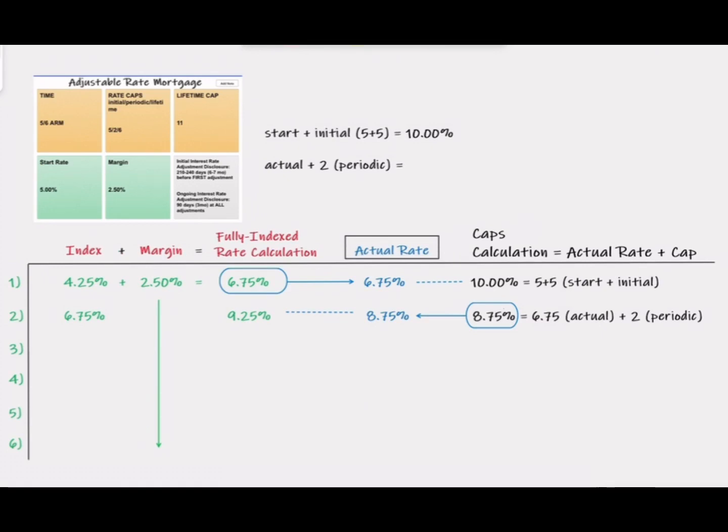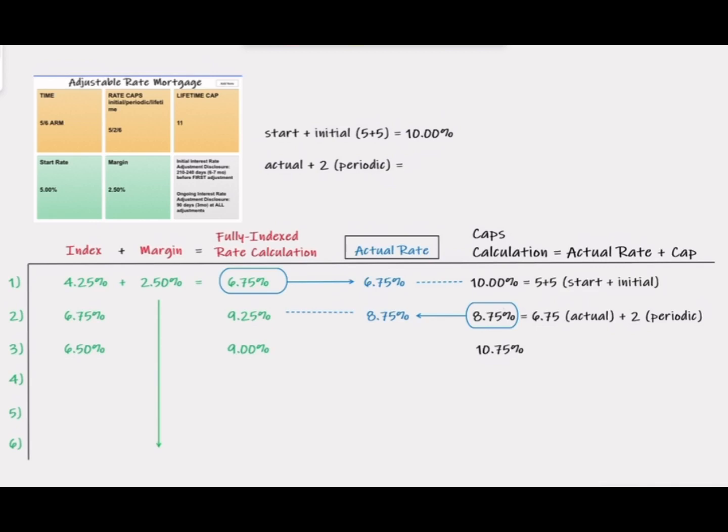6 months has quickly arrived, and it's time for the third adjustment. The market's index is saying that the current rate is now 6.5%. With the margin, it will give us a 9% fully indexed rate. We will continue to take the actual rate in the CAPS calculation, use 8.75 and add it to our 2% periodic cap, and that will give us a sum of 10.75%.